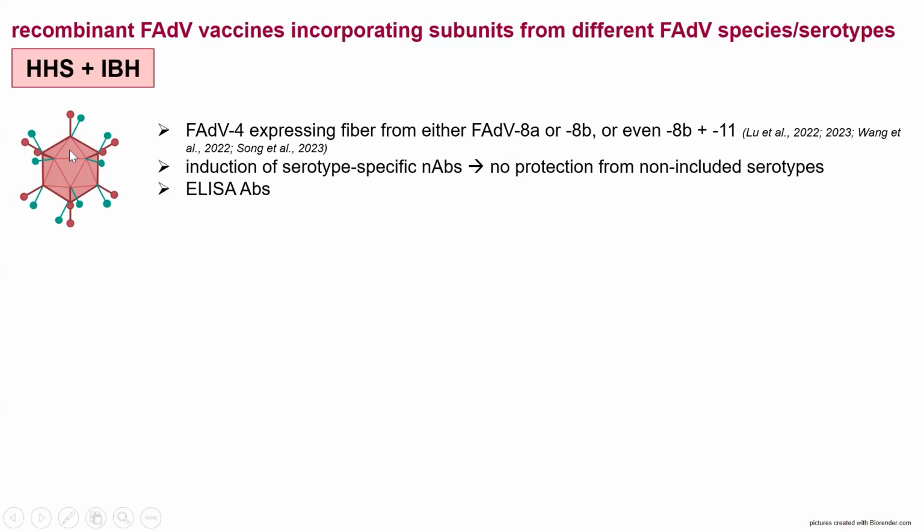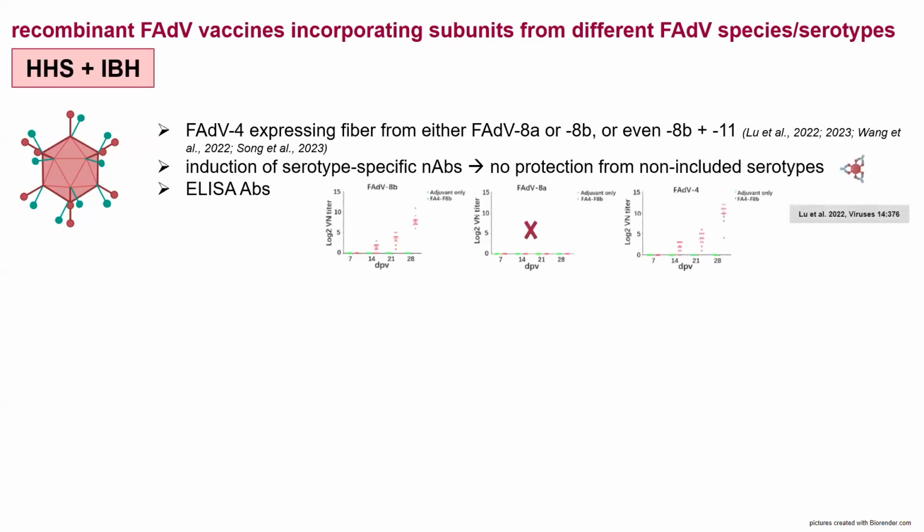It's an FAdV4 that also expresses fiber from serotypes causing IBH. They did it with fiber 8A, fiber 8B, and even fiber 8B plus 11, and they saw induction of serotype-specific neutralizing antibody, and therefore the species that were covered by these neutralizing antibodies were protected. For example, in this case, when they did not include the fiber FAdV8A, there were no neutralizing antibodies against 8A and no protection.